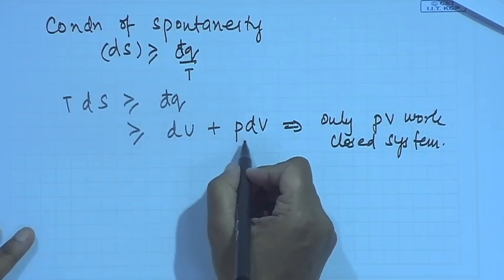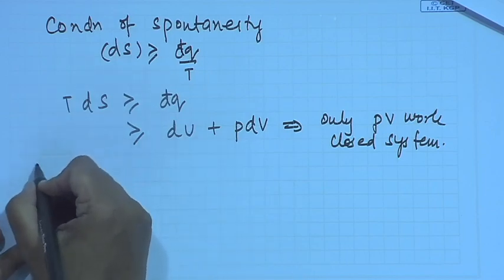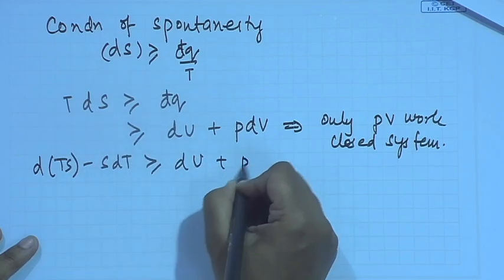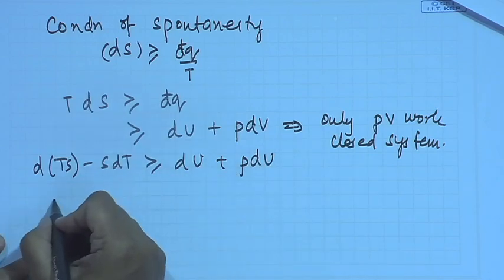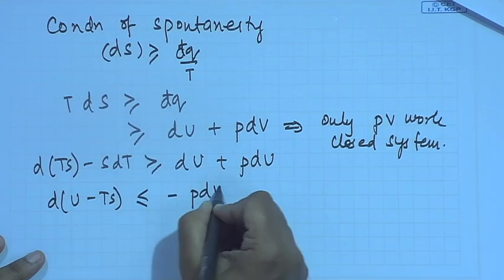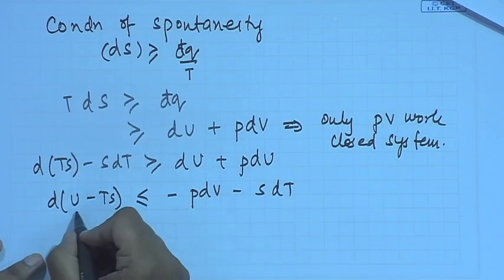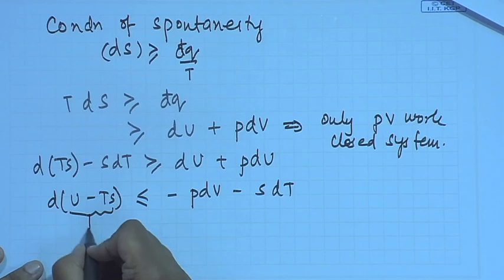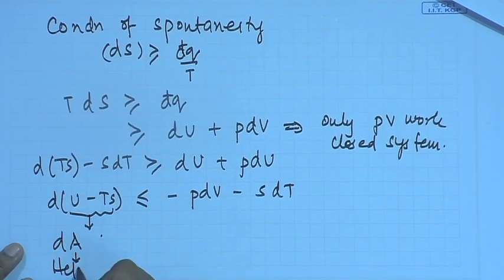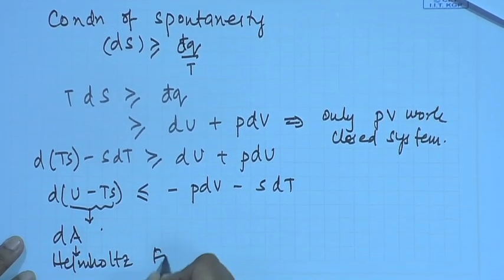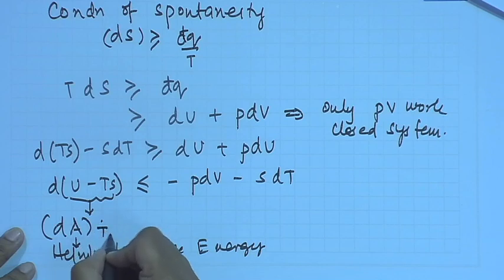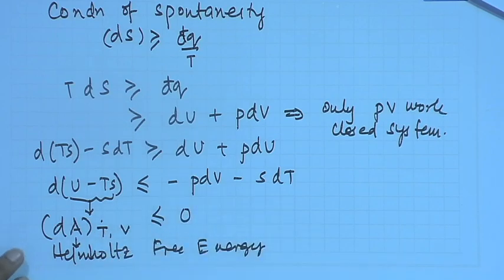So, for this particular thing, using Legendre transform, I can write it down. In other words, can I not write it as d of (U minus TS) is less than or equal to minus PdV minus SdT? And what is this U minus TS? This is nothing but the Helmholtz free energy, which we find, under conditions of constant temperature and constant volume, is less than or equal to 0.